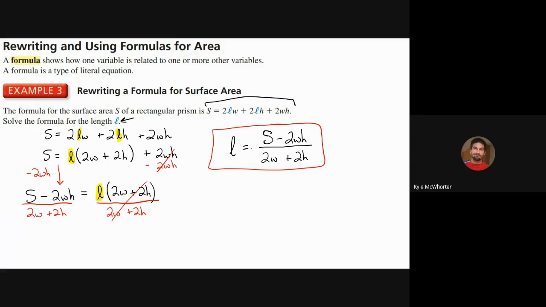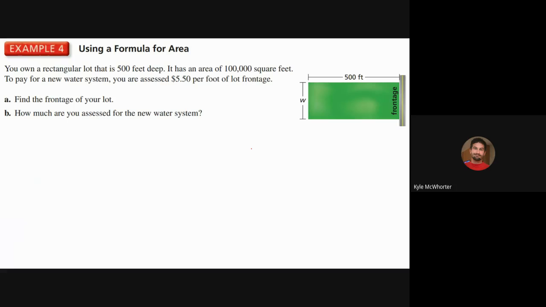Let's go on to the next one. So here we're going to use a formula for area. You own a rectangular lot that is 500 feet deep. It has an area of 100,000 square feet. I'm going to highlight that because that's important sounding. 500 feet deep. Area is 100,000 square feet.